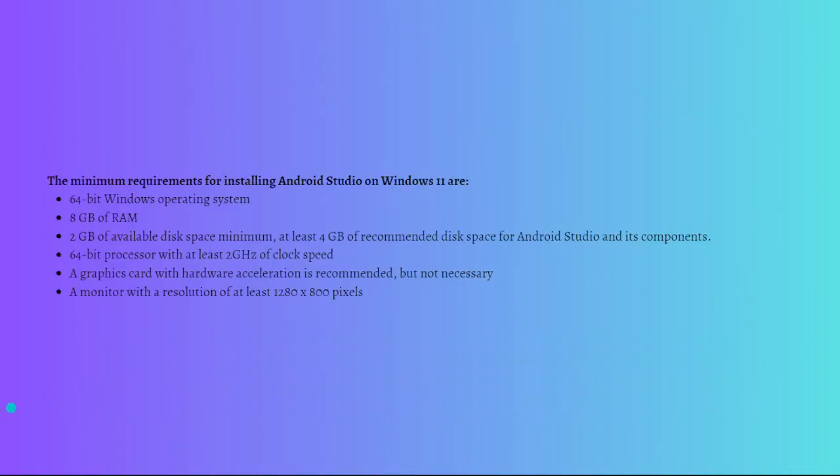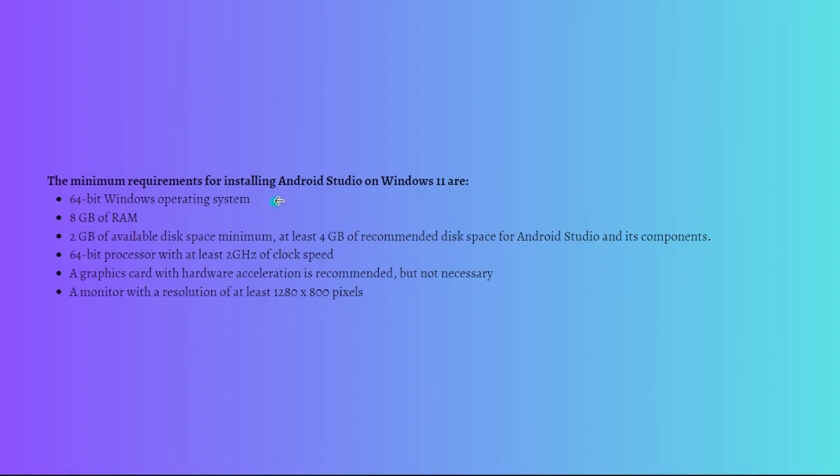First, what you'll need to do is to check the requirements before you install Android Studio on your Windows 11. So before we dive into the installation process of Android Studio on Windows 11, it is important to make sure your system meets the minimum requirements for running the software. Android Studio is a powerful IDE, and to ensure a smooth experience, your system needs to meet certain specifications.